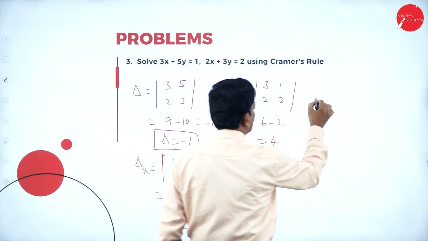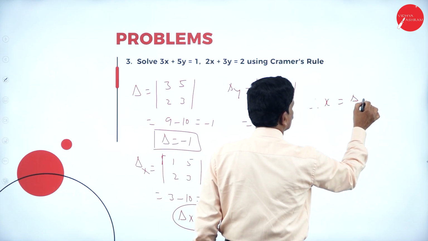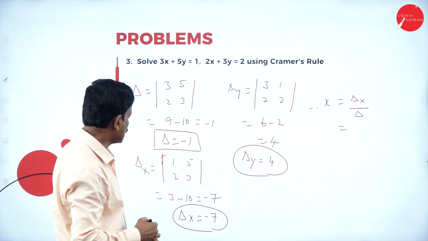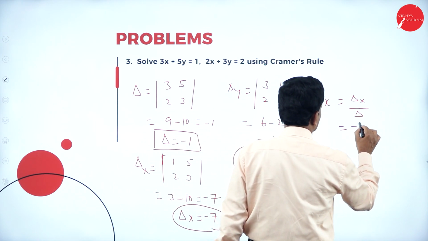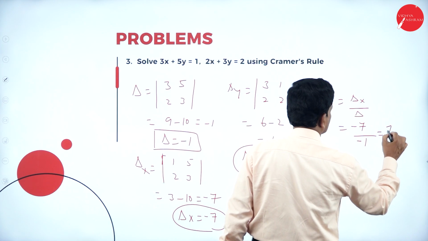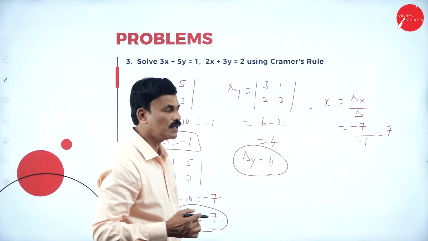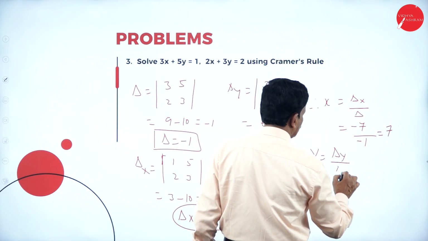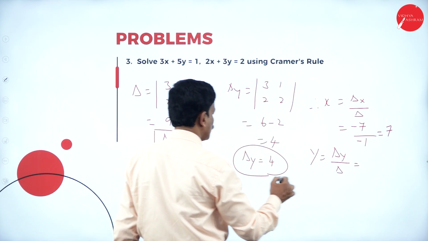Now what is x? Therefore, the value of x is equal to delta x divided by delta. What is delta x? Delta x is minus 7 divided by delta. Delta is equal to minus 1. Minus 7 by minus 1 is equal to plus 7. Similarly, y is equal to delta y divided by delta. What is delta y? 4.